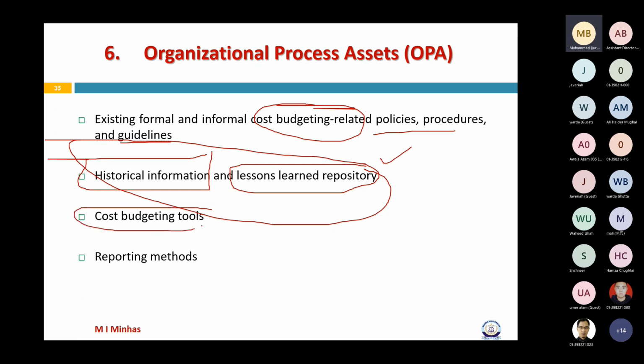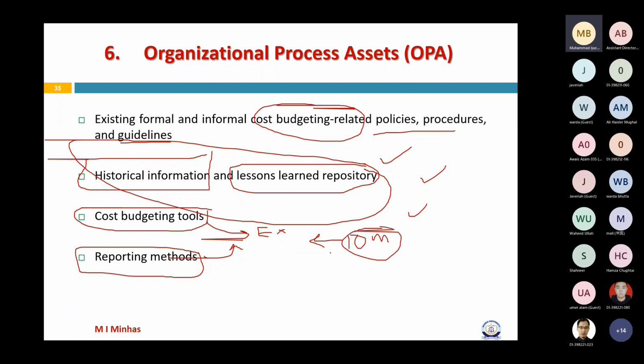Then cost budgeting tools. Is my organization using any software, Excel sheets, or any other software for preparing budgets? If yes, we'll use those. And similarly, are there any reporting methods, and from whom do we need to get approval of the budgets? Like in many organizations, they define that if your budget is more than, let's say, 10 million, you have to seek approval from a certain person. But if it is less than 10 million, then you can get approval from another authority. So that means these OPs can affect your budgeting process, or if not, then at least the approval of that budget, right?